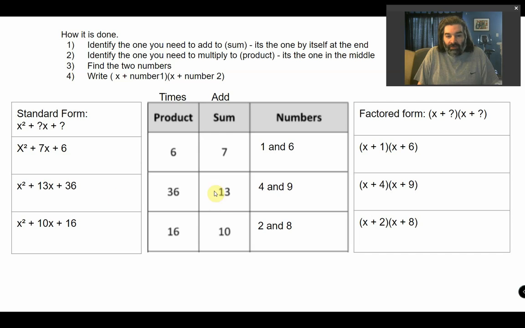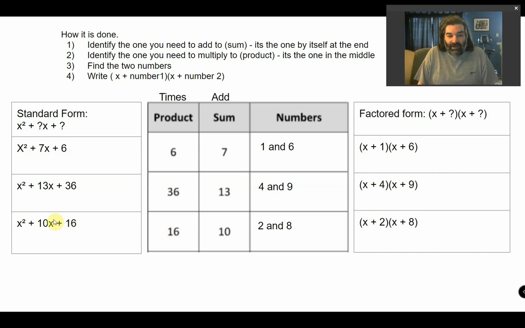This one looks much more complicated. Well, we're adding to 13, multiplying to 36. Okay, so obviously 12 and 3, no, it's going to need to be bigger than that. So we're probably going to be somewhere in the middle. What you do is you just go through, and if nothing else, trial and error until you find the numbers that add to 13 and multiply to 36. You find that they're 4 and 9. Now the easy part, it's just x plus 4, x plus 9. Done.